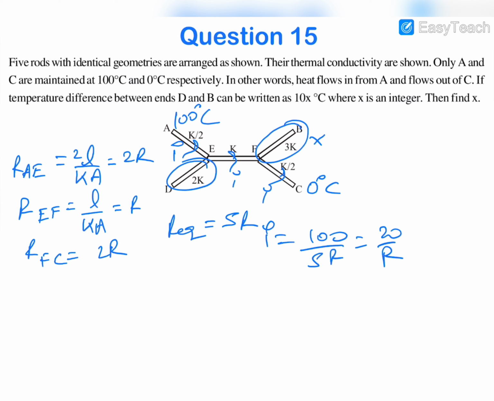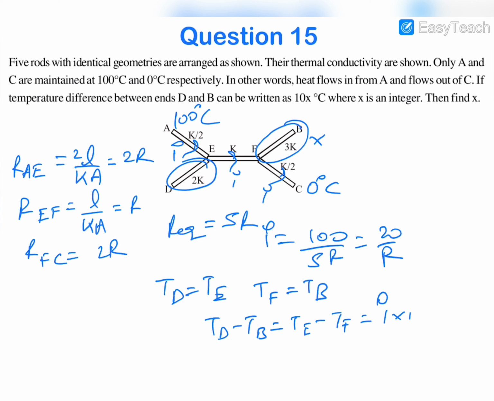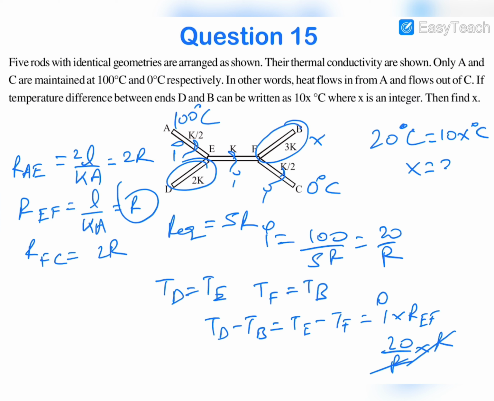Now we know that there is no heat flowing through this rod and through this rod, which means that the temperature of D is equal to the temperature of E, and the temperature of F is equal to the temperature of B. So if we have to find the temperature difference between D and B, TD minus TB will be equal to TE minus TF, and TE minus TF will be I into REF, and REF is R, so this is 20 by R into R. So 20 degrees Celsius is equal to 10x degrees Celsius, so x is equal to 2. So the correct answer of this is 2.